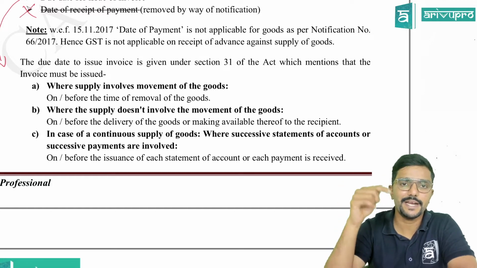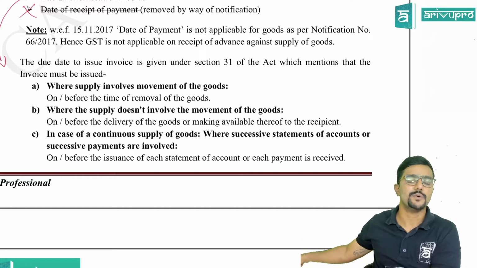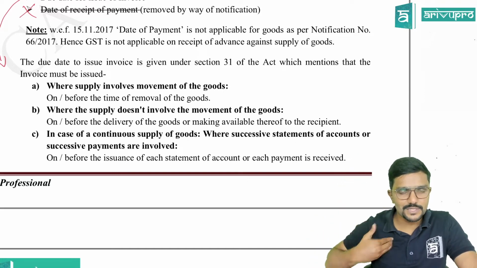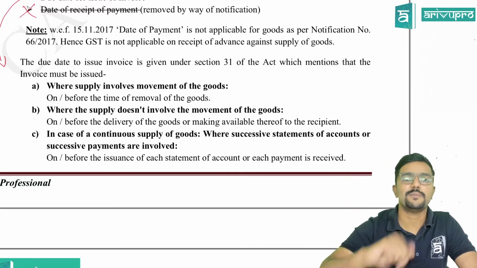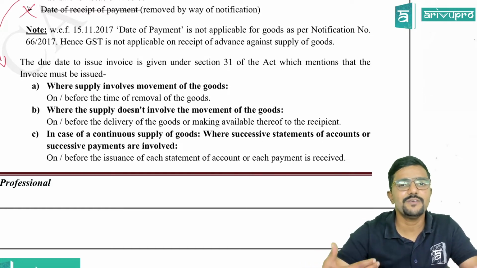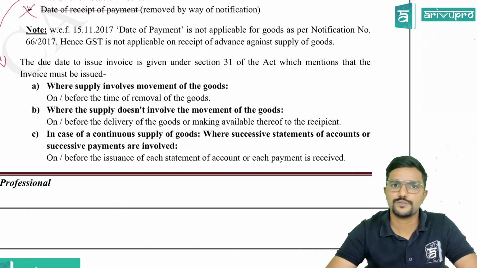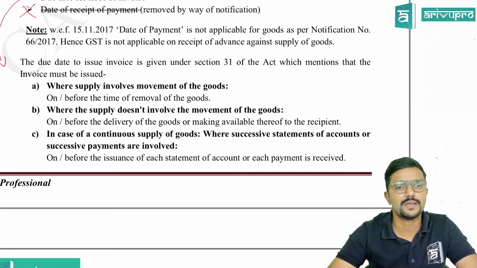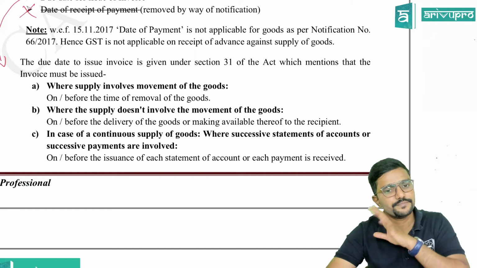10th June. That is the date on which the goods are removed from supplier's place, because there is a movement of goods from supplier's place to recipient's place. Agree? So maximum scenarios will fall here only, because there will definitely be a movement of goods from supplier to recipient whenever a recipient has purchased something from a supplier.